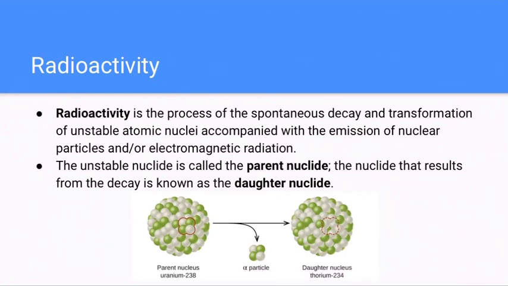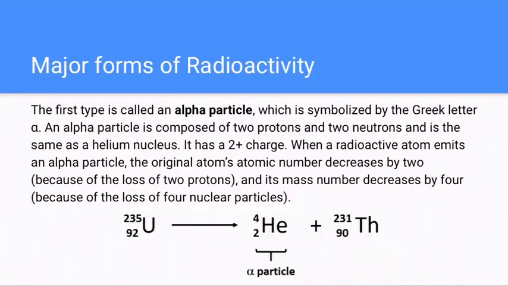So the unstable nuclei is called the parent nuclide, and the nuclei that results from the decay is known as the daughter nuclide. If we look at the bottom of this slide, we see that our parent nucleus, uranium-238, is forming its daughter nucleus, thorium-234, by giving off an alpha particle, so it's going through alpha decay.